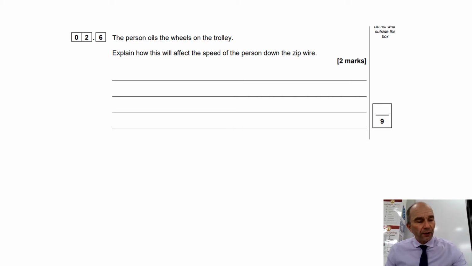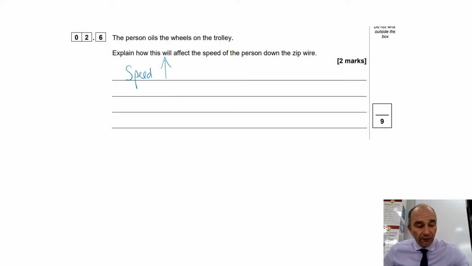And then on 2.6, the person oils the wheels on the trolley. Explain how this will affect the speed of the person down the zip wire. Now on this one, make sure you get the first obvious mark. How will this affect the speed? So the first thing to say is the speed will increase. The second mark is to do with explaining why the person goes faster.